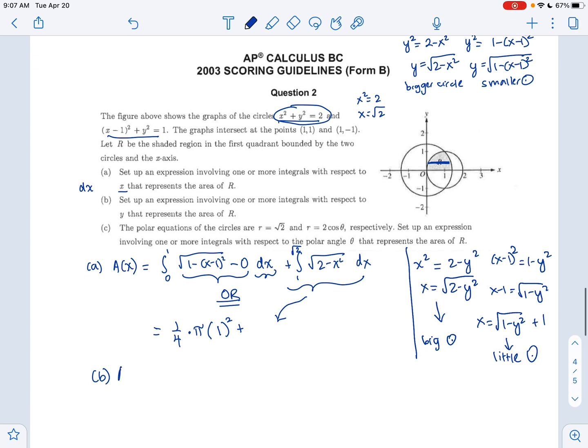Now for part B, areas with respect to y, and we're going to look at it going from the lowest y value to the highest y value, so 0 to 1. The integral from 0 to 1. And this time we only need a single integral. The right integral would be the larger circle, so the larger circle being the square root of 2 minus y squared. And then the left circle is minus the square root of 1 minus y squared plus 1. So sorry, that says y squared. That's with respect to y.